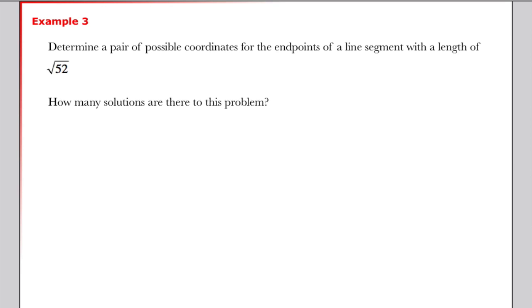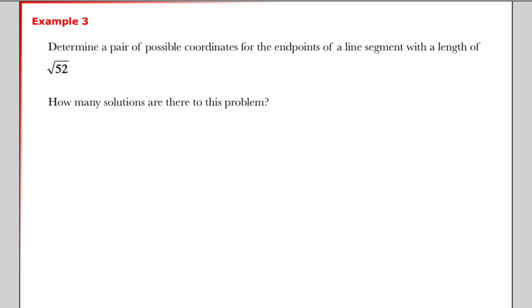So example 3: determine a pair of possible coordinates for endpoints of a line segment with length square root of 52. How many solutions are there to this problem? Many different solutions to this problem. What we would need to do is find 2 numbers whose squares added up would equal 52.